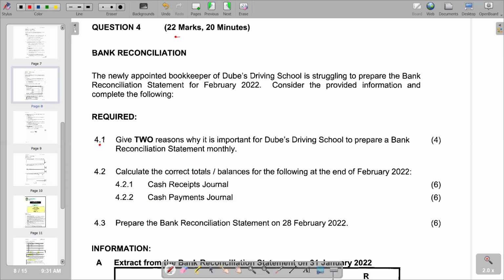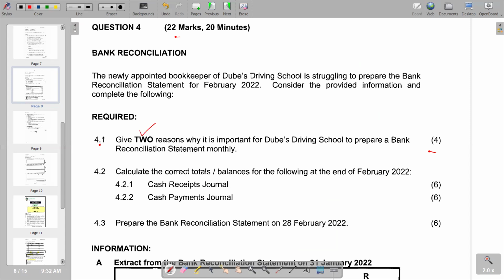Give two reasons why it is important for Dumes Driving School to prepare a bank reconciliation. The question requires two reasons, so basically it needs you to point out the importance of preparing the bank reconciliation statement. There are various importances that we can deduce. For example, detection of fraud. It can be used as a tool to detect fraud. If fraud transpired during the period, it can easily be detected by the bank reconciliation statement.